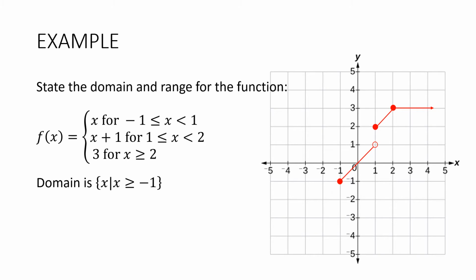What about the range? We've got a bit of a problem with the range. It doesn't exist down here, obviously. It exists between here and here, but not including 1. Nothing in between 1 and 2, and then from 2 to 3, and nothing above. Let's see how we write this. So it's between negative 1, including negative 1, up to 1, but not including 1. And then it jumps and includes everything between 2 and 3, including both of those numbers. Okay, does that make sense?